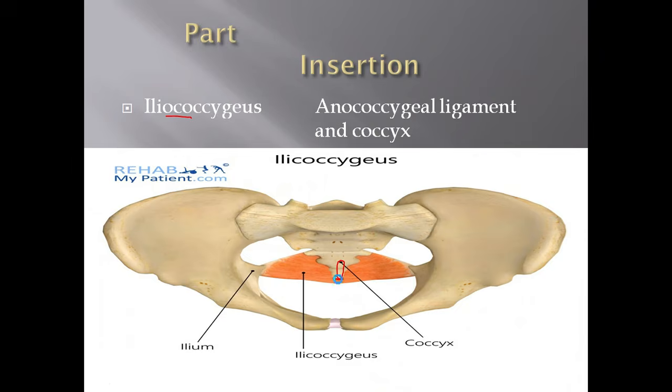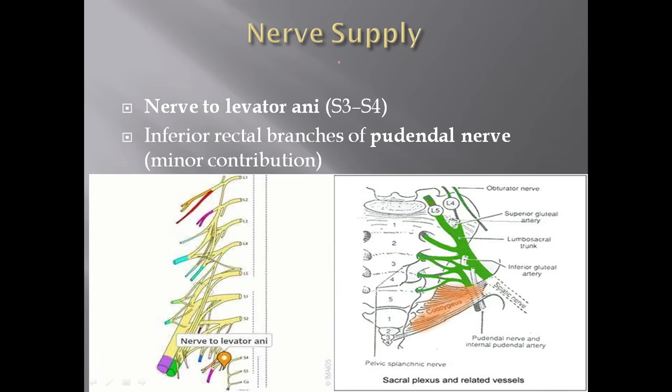So we'll be looking at the nerve supply to the levator ani, which is from the S3 to S4 nerve roots. It comes from inferior rectal branches of the pudendal nerve. That's the minor contribution. So you can see we have the nerve to the levator ani muscle here, and we also know that it originates from S3 to S4.